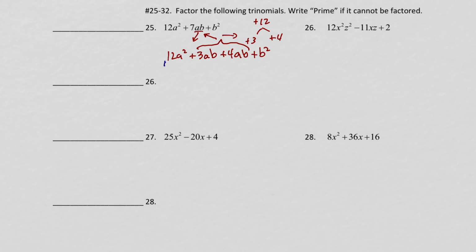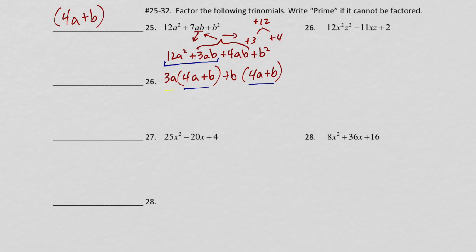So now I'll group those two and take out a 3a. That leaves behind a 4a plus b. And I'll leave a big space, and I'll put 4a plus b down again. And then I'll think about what I need to put here so that when I distribute, I get to 4ab and b squared. So it's a positive b. So my common factor is 4a plus b. And it leaves behind 3a plus b.